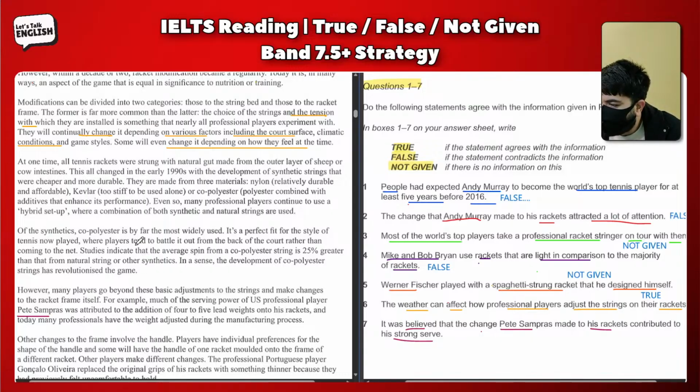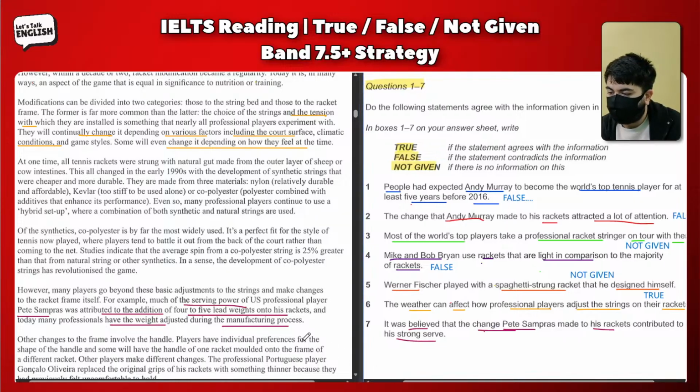Do we have Pete Sampras before? However, many of the serving power of US, serving power is here, was attributed to addition of 4 to 5 lead weights onto his rackets, weight adjusted. Okay, so the change Pete Sampras made was adding 4 to 5 lead weights and it contributed to his strong serve. So yes, the answer here is for question number 7.